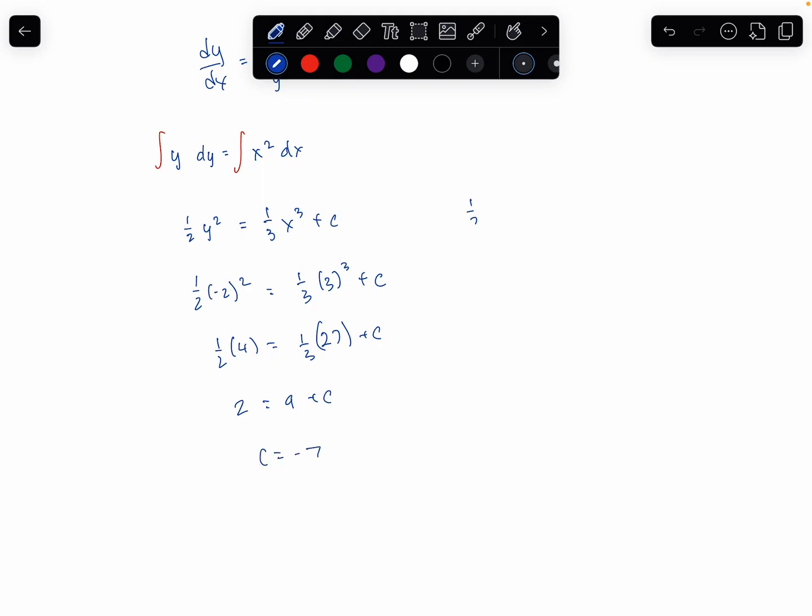So I got 1/2 y squared is equal to 1/3 x to the third minus 7. I'll times by 2. So then I'll get 2/3 x to the third minus 14. Take the square root, so y will be equal to the square root of 2/3 x to the third minus 14.